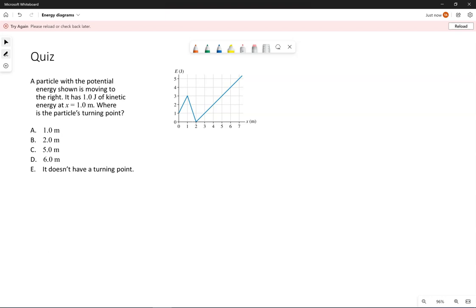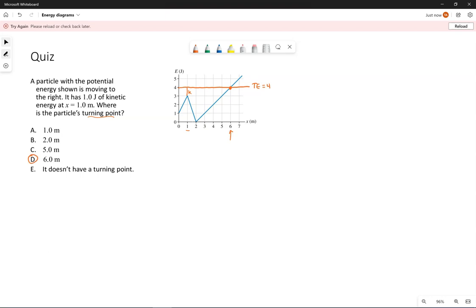So this is the same graph as the last one, and they're again telling us there's 1 joule of kinetic energy when x equals 1. So the total energy is 4. The turning point always represents when the energy is all potential, meaning where the potential energy graph crosses the total energy graph. That happens at x equals 6 meters now.